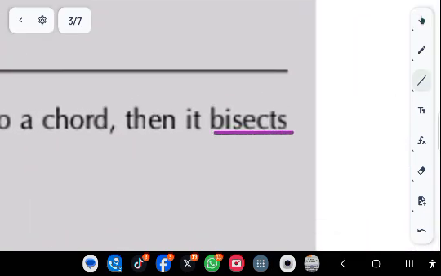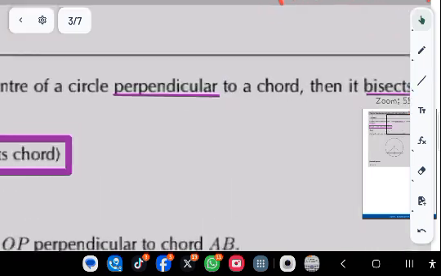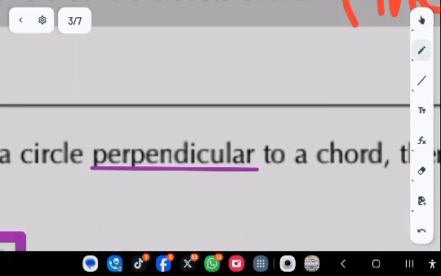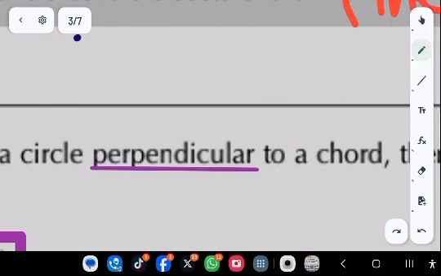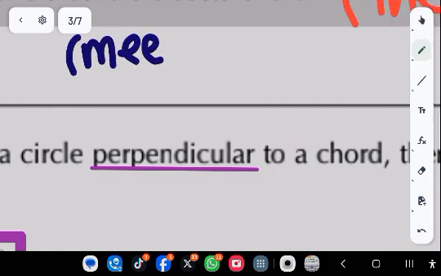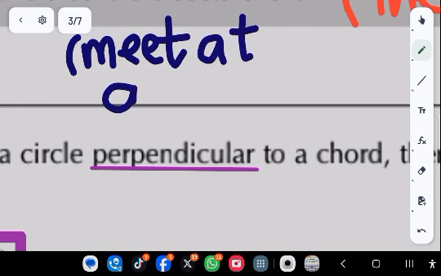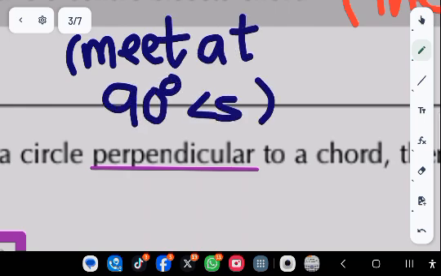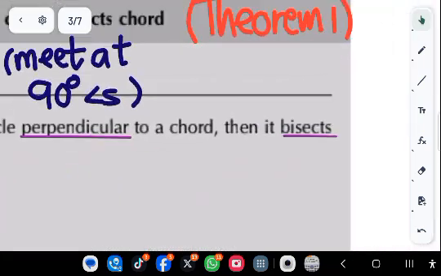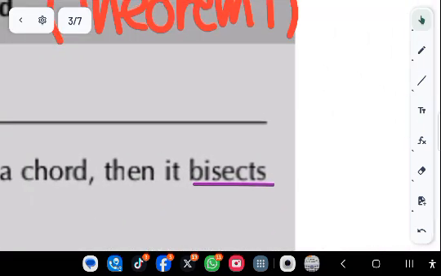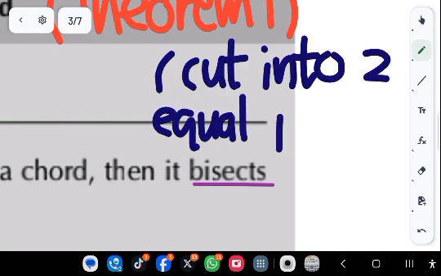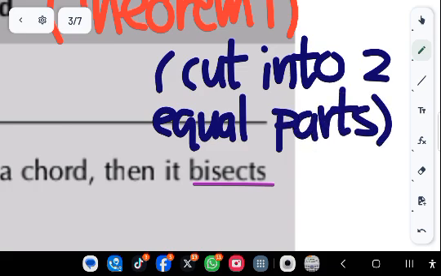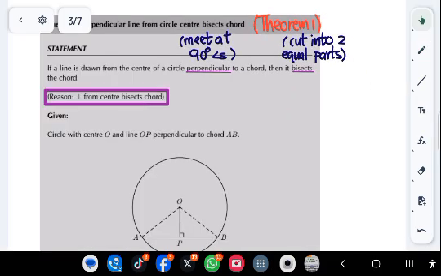Here's another word that you might need to understand in detail. What is to be perpendicular? When a line is perpendicular to another line, it means that it meets it at right angles, at 90-degree angles. That's what perpendicular means. To a chord, then it bisects the chord. To bisect is to cut into 2 equal halves. Cut into 2 equal parts. That's what bisect means. To cut in half.